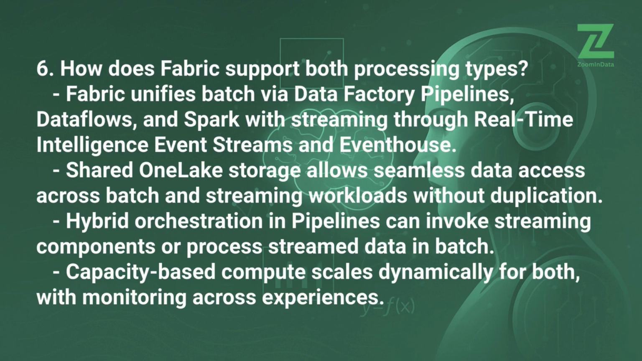6. How does Fabric support both processing types? Fabric unifies batch via data factory pipelines, data flows, and Spark with streaming through real-time intelligence event streams and Lakehouse. Shared OneLake storage allows seamless data access across batch and streaming workloads without duplication. Hybrid orchestration in pipelines can invoke streaming components or process streamed data in batch. Capacity-based compute scales dynamically for both, with monitoring across experiences.